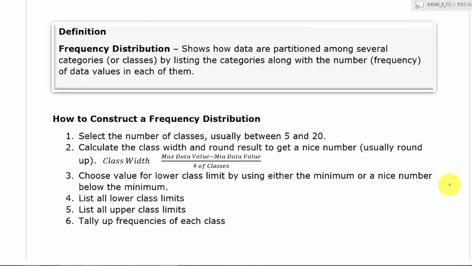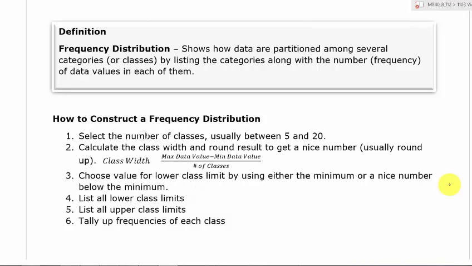Video is about how to find different frequency distributions from data. So first off, the definition, frequency distribution. It shows how data are partitioned among several categories or classes by listing the categories along with the number or frequency of data values in each of them. So here are the instructions on how to create a frequency distribution.